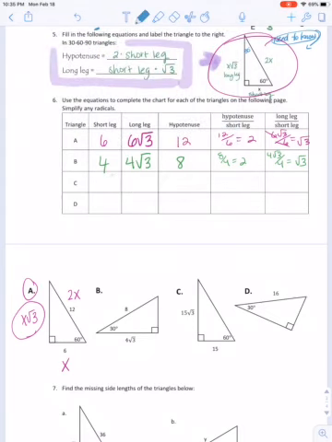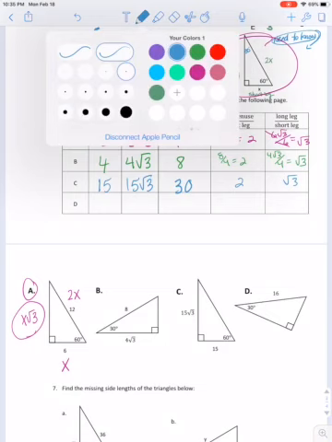All right. Let's look at C. So the short leg is 15. The long leg is 15 square root of 3. The hypotenuse is 30, right? The hypotenuse is 2 times short leg. So it goes x, x square root of 3, and 2x. You with me? This ratio would be 2, and this would be the square root of 3.